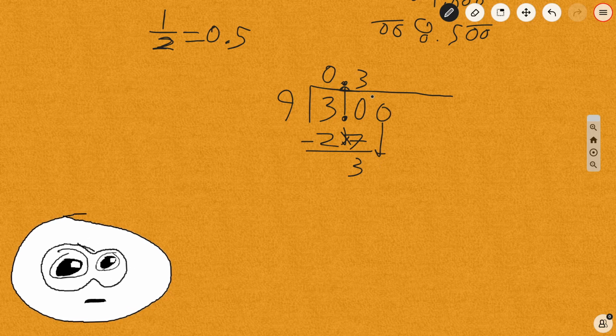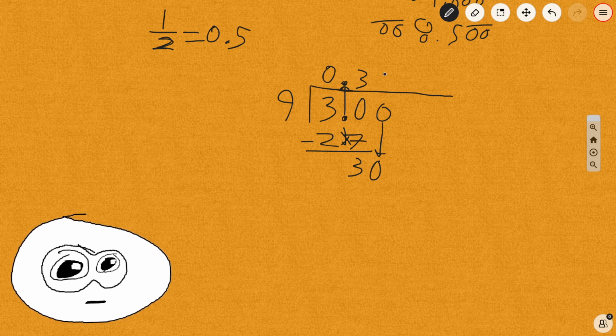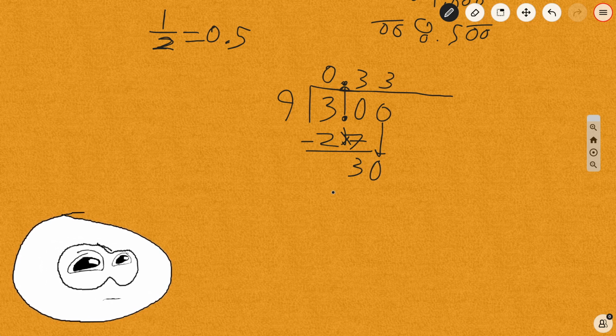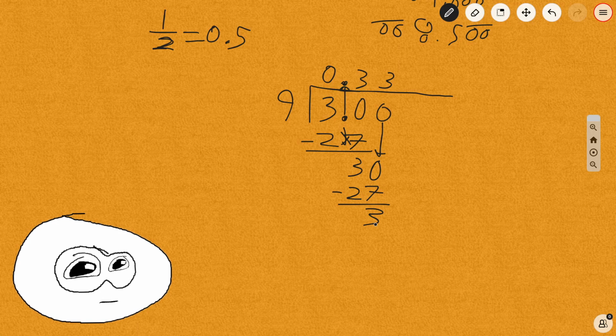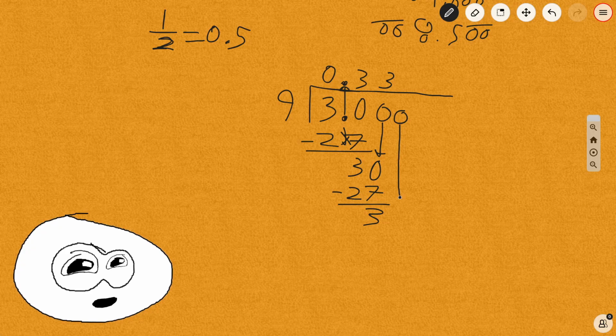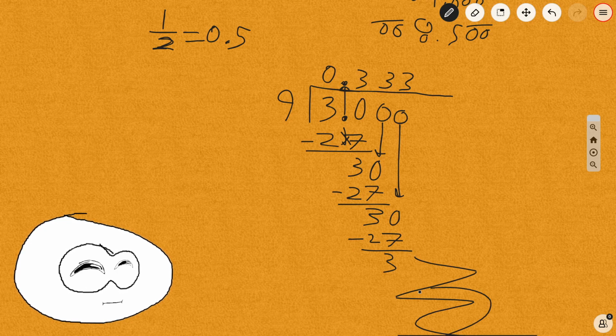Well, how many times does 9 go into 30? Well, it's also kind of 3. But then you do minus 27. And then you have remainder 3. And it keeps going. You can keep adding zeros. You can keep making it 30. You can keep adding minus 27s. And it's just going to go all the way down into infinity. Forever, never, never.